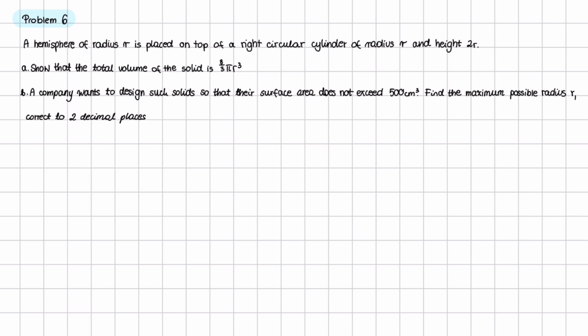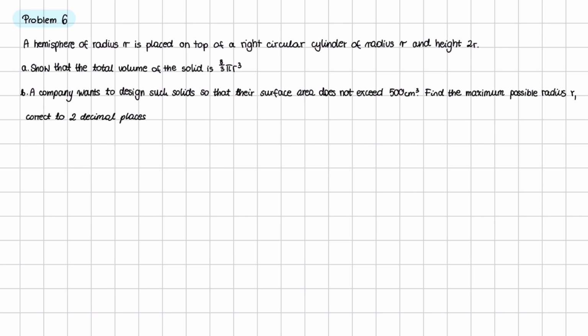Problem 6. A hemisphere of radius r is placed on top of a right circular cylinder of radius r and height 2r. A. Show that the total volume of the solid is 8/3 times pi times r to the power of 3. So as you probably know, we have to just add these volumes and then just prove that the volume of this whole solid is 8/3 times pi times r to the power of 3.